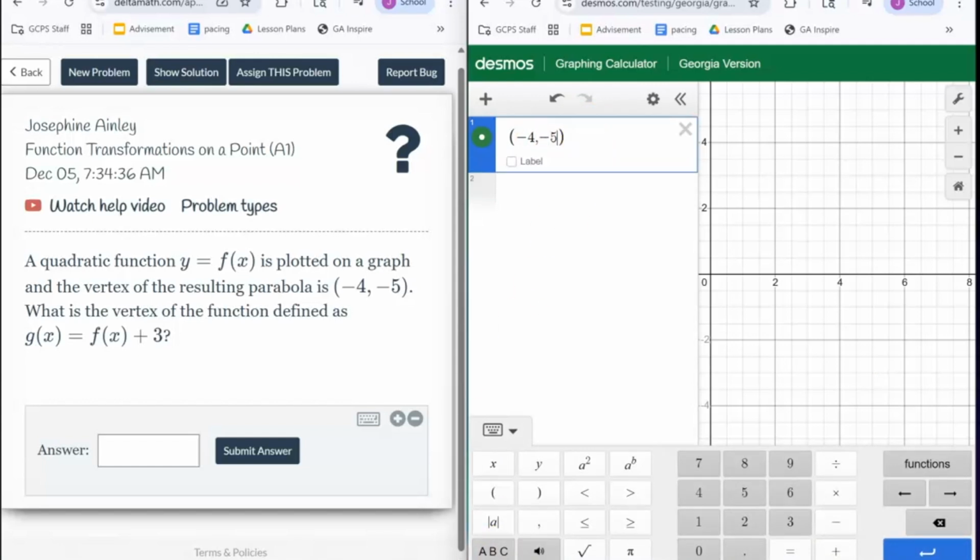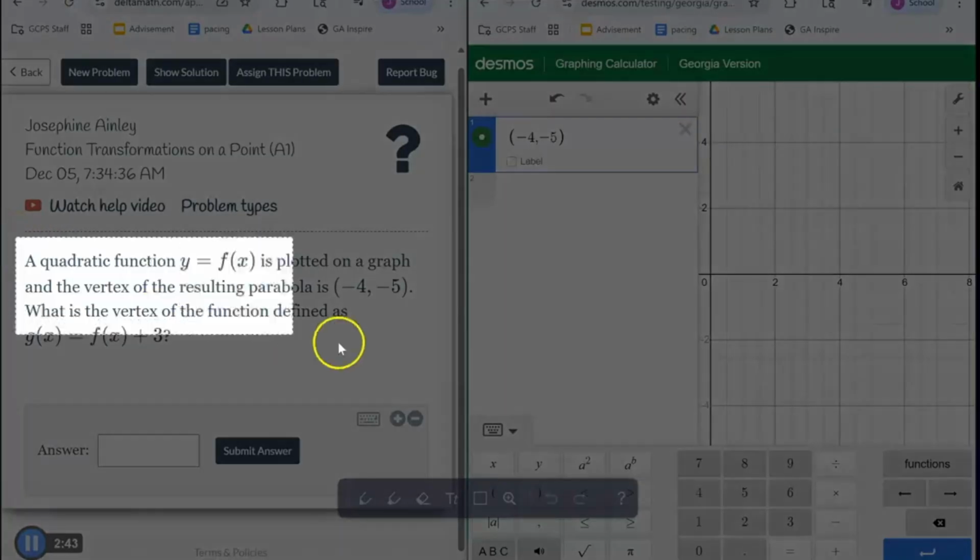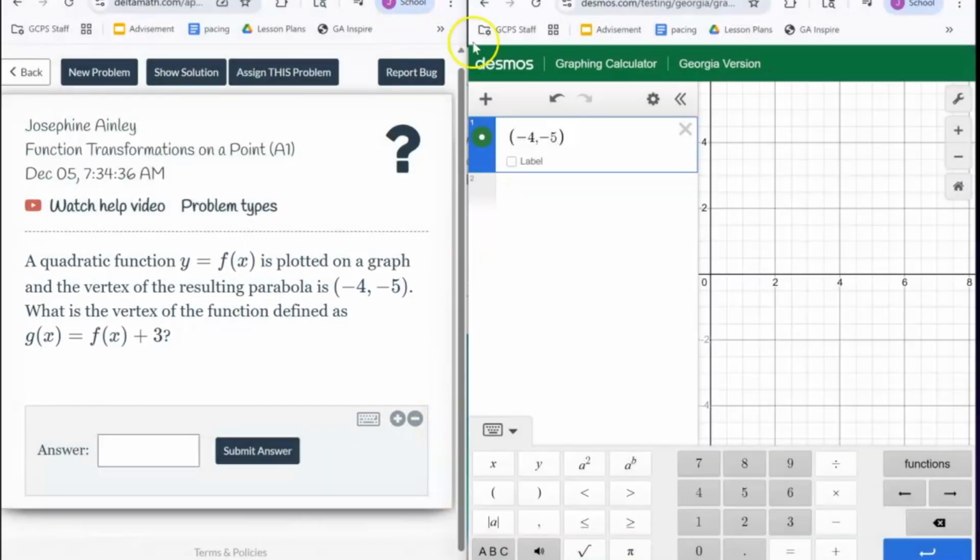Actually, with this one, without even the calculator, my apologies. Give me a second because I need to write something. All right.